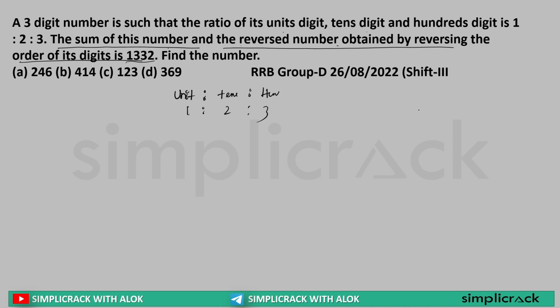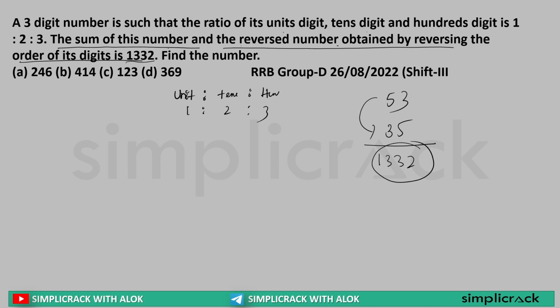Now understand this. For an example, I am saying 53 is a number. Now if I am reversing the order, the number will be 35. If I add both of these, I should get 1332. Yes or no? Yes. Now this thing should be verified. Both conditions should be verified in case of the options only, because there is no other way to solve these questions.